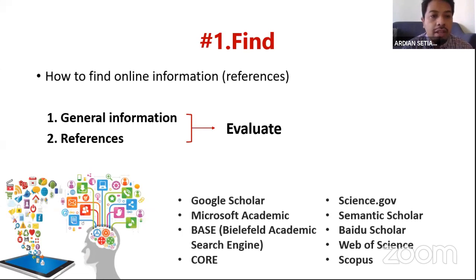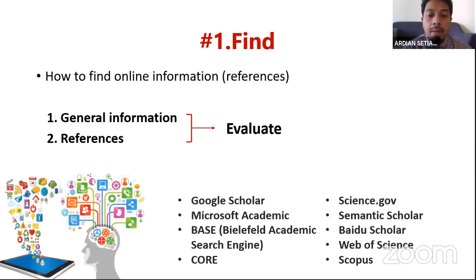Now, I'll focus on two things: how to find general information and references. For general information, I think it will be very easy for you because I know you are familiar with the internet and also with Google. But for finding references, you can use Google Scholar, Microsoft Academic, for example, which I mentioned here, and BASE, Bielefeld Academic Search Engine, CORE, Science.gov from the government of the United States, Semantic Scholar, Baidu Scholar, and Web of Science, and of course, Scopus.